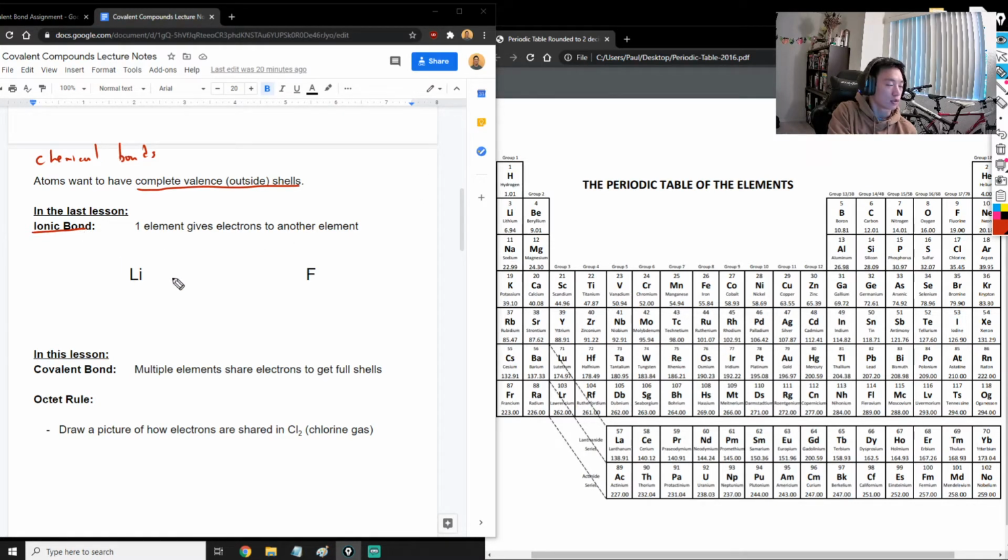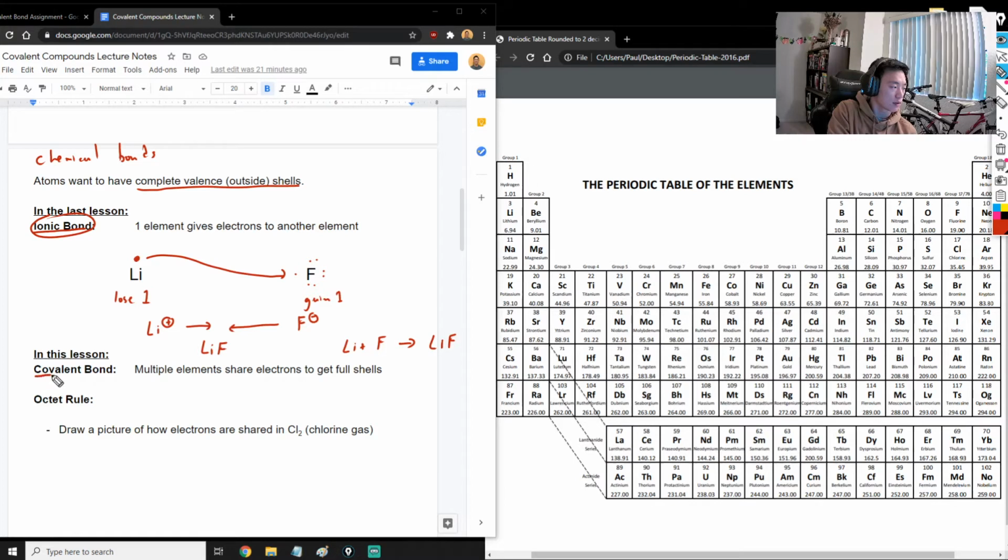Now for ionic bonds, we talked last time about how it's when one element gives electrons to another element. So in our warm-up, we did lithium and fluorine. We said lithium wants to lose one, and fluorine wants to gain one. So lithium is going to give its electron to fluorine. Then lithium is going to become positive, fluorine is going to become negative, and we know that opposites attract, so they come together and create LiF. The chemical reaction we talked about for this is Li plus F makes LiF. Okay, so that was ionic bonds from last time.